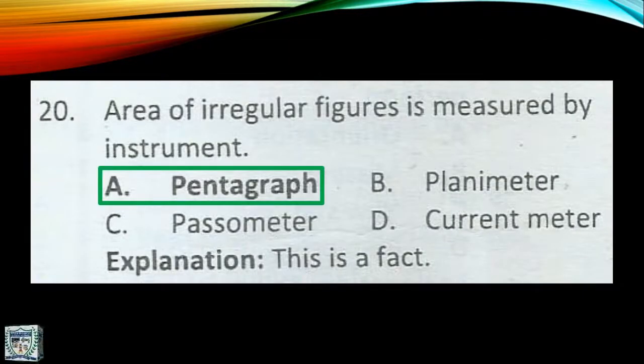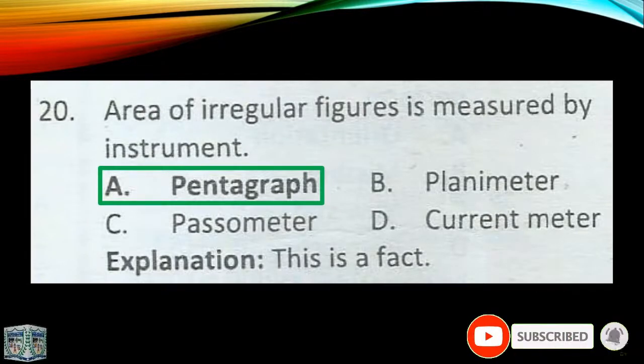Question 20. Area of irregular figure is measured by an instrument. Option A, pantograph is the right answer.